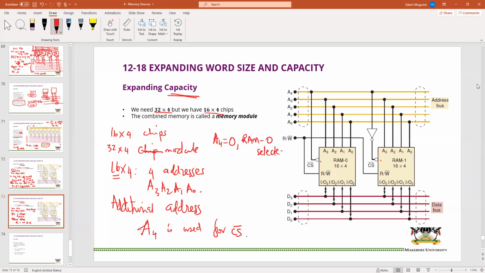is selected. If A4 is 0, RAM 0 is selected. If A4 is 1, that means you have a 1 here, which is inverted to a 0, and then RAM 1 will be selected. The rest is the same bus size here, input, outputs, and so on. Read, write, connected in common, but this one is used to select or deselect, or at least to select a unique cell. That means, therefore, that for RAM 0, the addresses A4 to A0 will be from 00000 to 01111, okay? Because while A4 is 0, RAM 0 is selected.